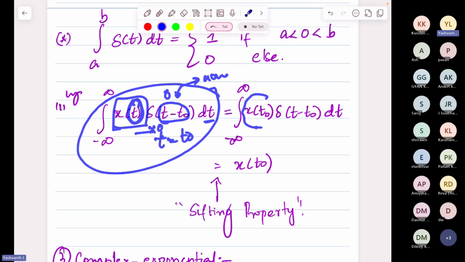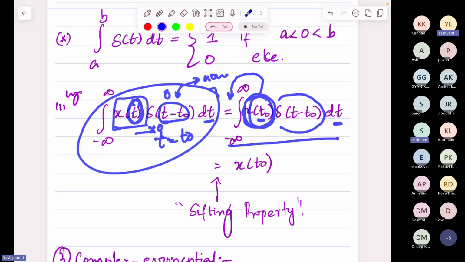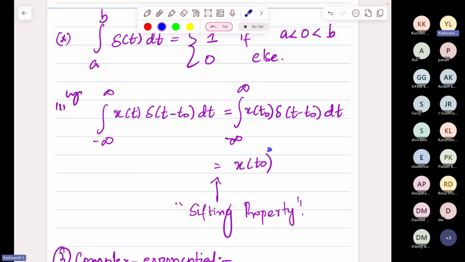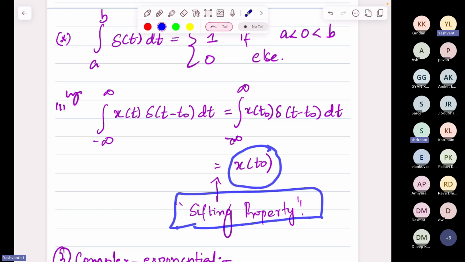That's why you have x of t naught, and x of t naught is now a constant because it is no longer dependent on t. Bring this out of the integral. Now what remains is the integral from minus infinity to plus infinity of delta of t minus t naught dt, which is equal to 1. That's why this is equal to x of t naught itself. This is a very important and famous property called the shifting property of the impulse function.